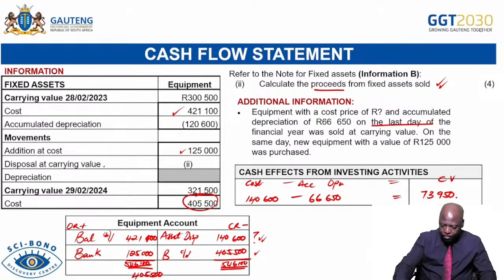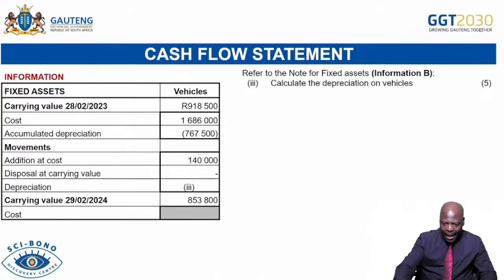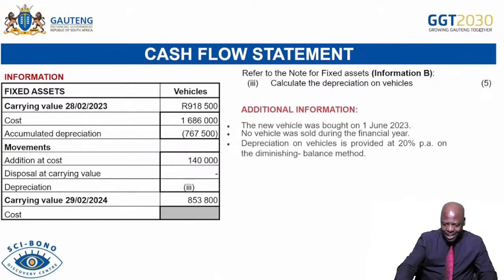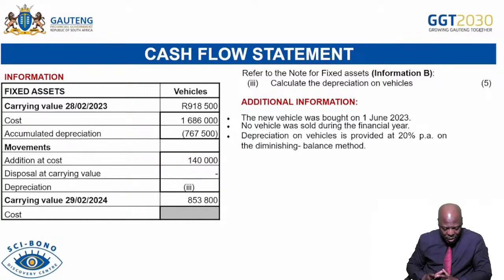Let's do so. Here's the next part. Calculate the depreciation on vehicles. Let's do that one then. Okay, let's see if we're given additional. There is my additional information.